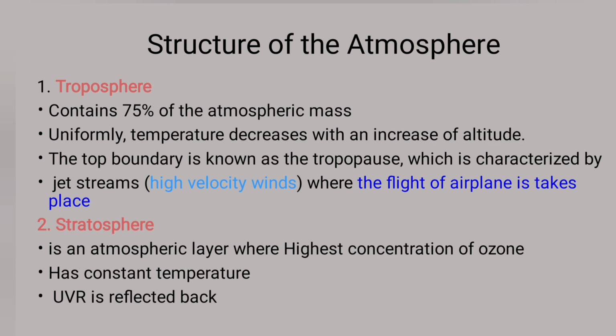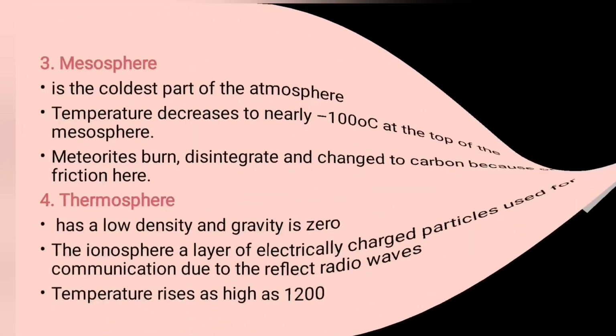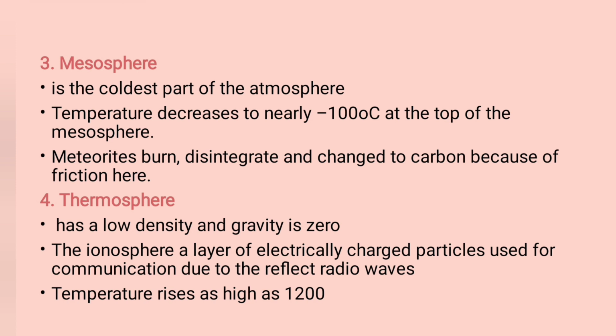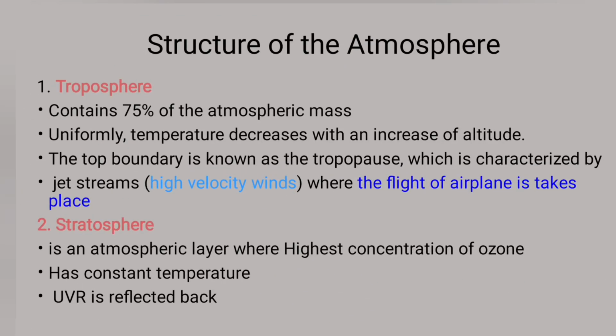The very important one is the structure of the atmosphere. Okay, there are basically four layers of the atmosphere. These are, from the lower to the upper: troposphere, stratosphere, mesosphere, and thermosphere. Students, it is better to see one by one. What are the characteristics or features of the troposphere?